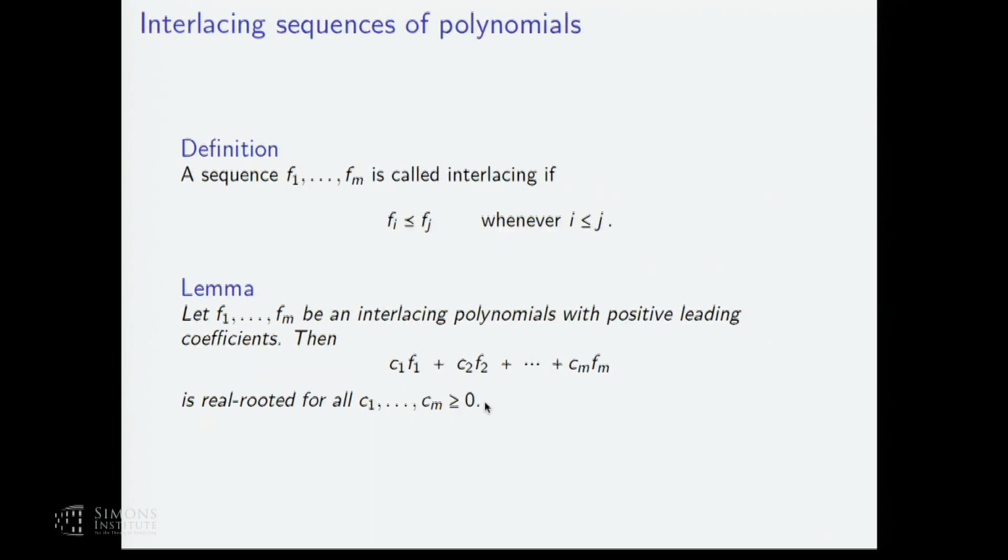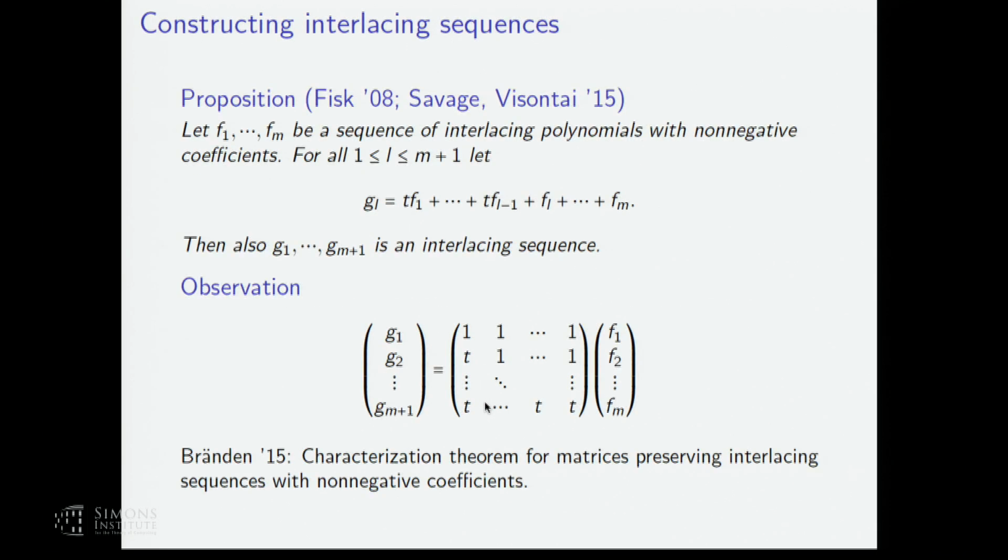Okay, and we are not only interested in interlacing polynomials, but in interlacing sequences of polynomials. A sequence of polynomials f1 to fn is called interlacing if fi interlaces fj whenever i is smaller or equal to j. And these polynomials have a variety of really beautiful properties. Probably one of the most important ones is that, assuming the leading coefficients are all the same, let's say positive, any non-negative linear combination will be real-rooted. This property is the key property that we want to use. Now I hope I already convinced you that interlacing polynomials are great. But the question is, how do we get them?